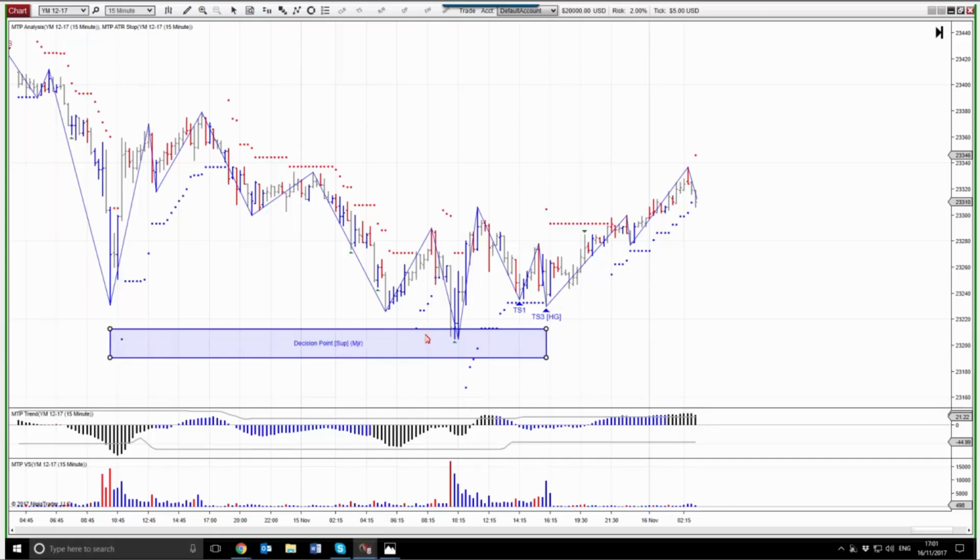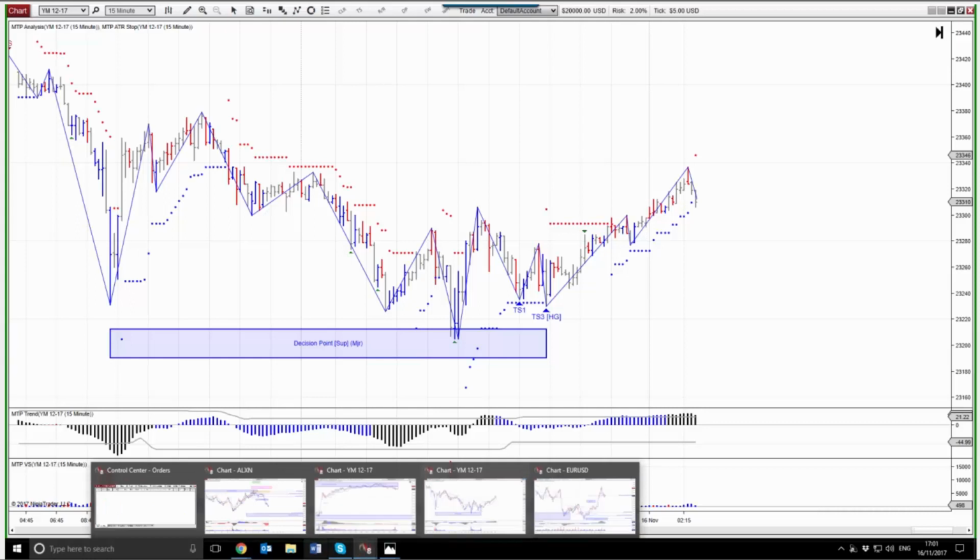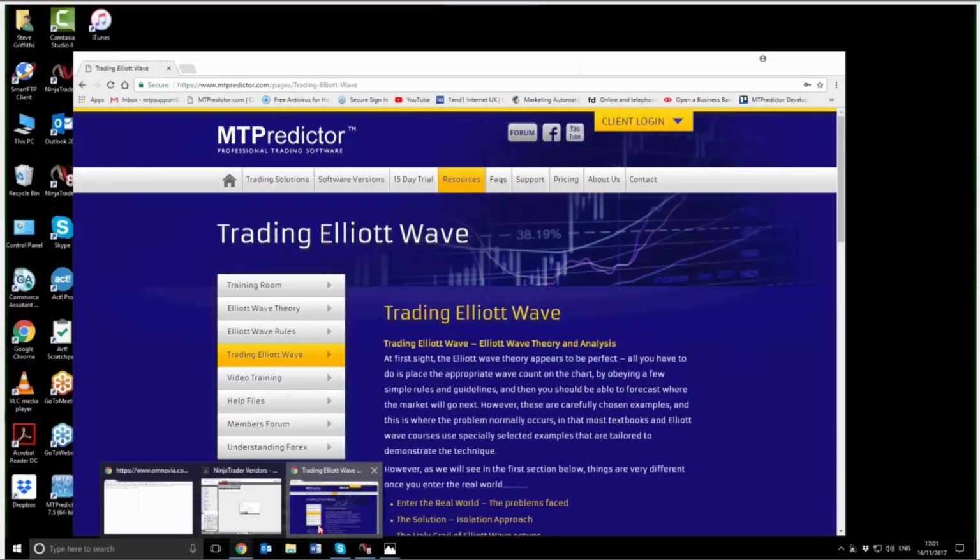Ezra, when you say can you decompose waves on the same chart, I'm not quite sure what you mean. Ezra, these are proprietary levels we have in our decision points. So there's some quite complicated maths going on behind these calculations here.